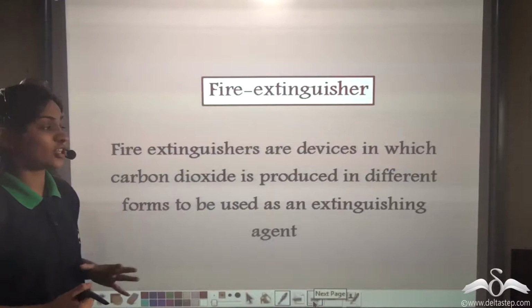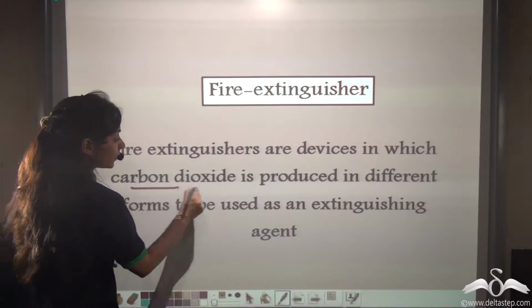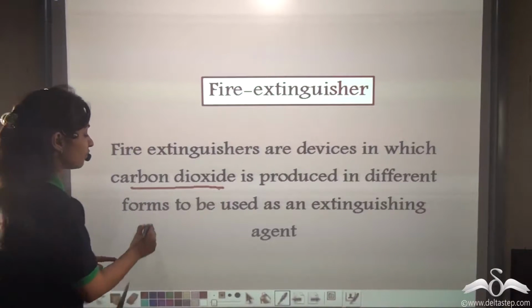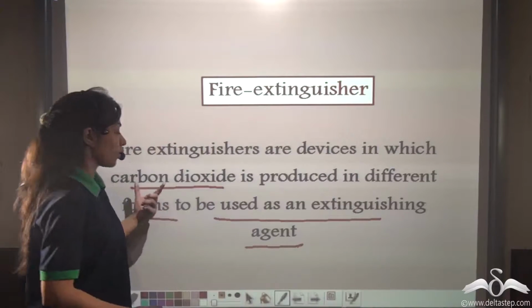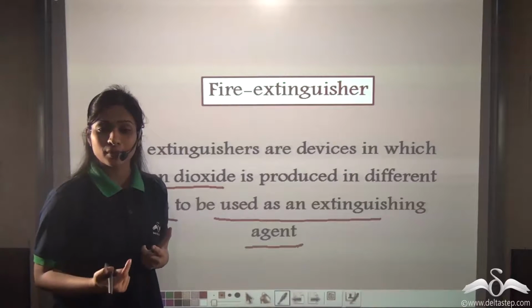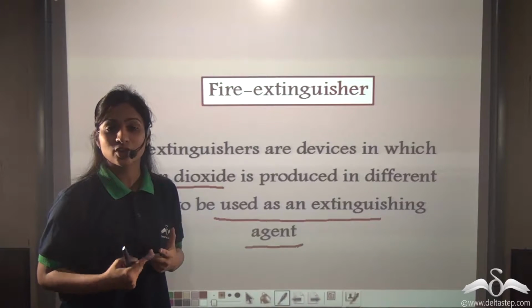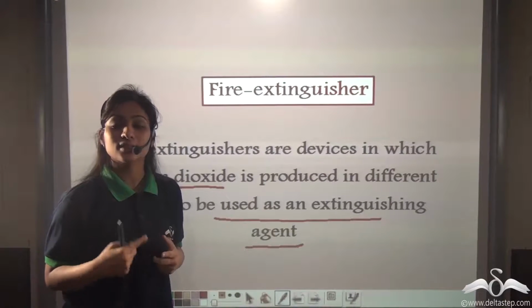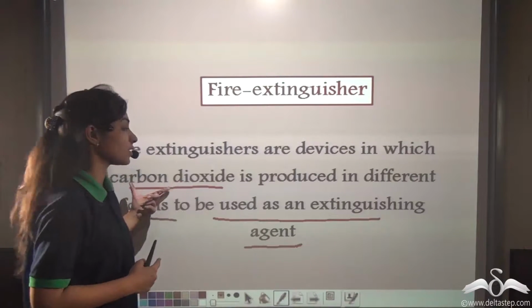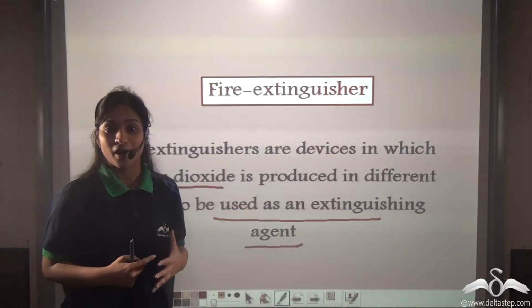Well, these are actually devices in which carbon dioxide is produced in different forms to be used as an extinguishing agent. Now, why carbon dioxide? You remember that carbon dioxide is actually a non-supporter of combustion. It is not a combustible gas and neither does it support combustion. That is why it is used to extinguish fire.